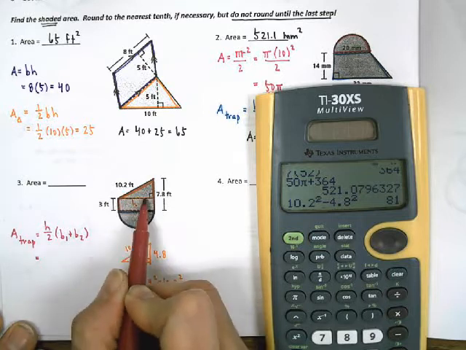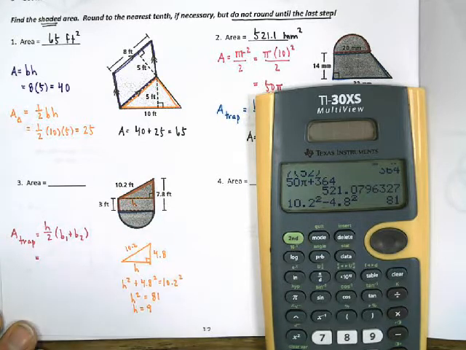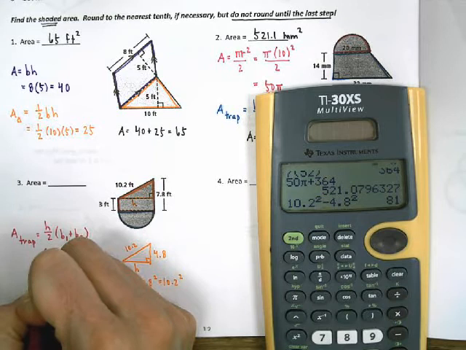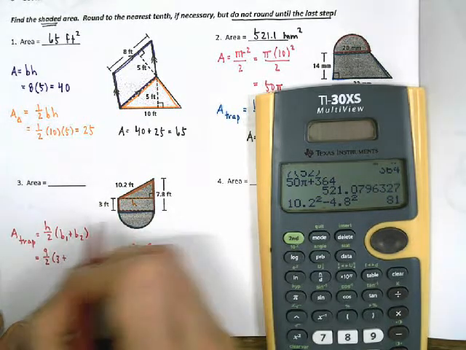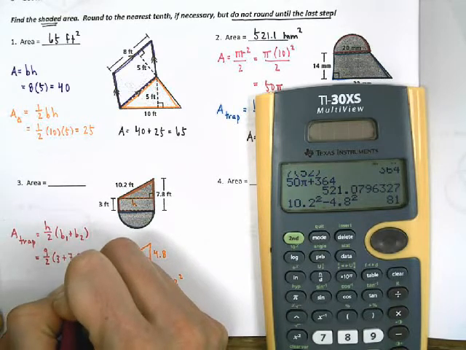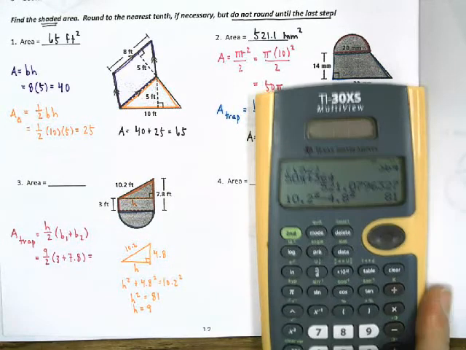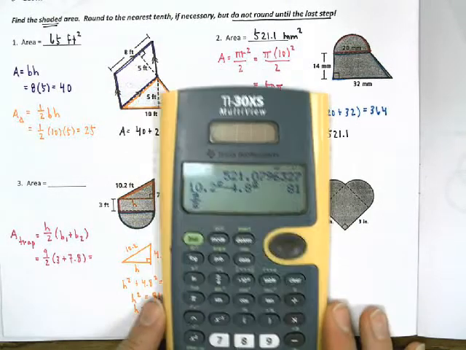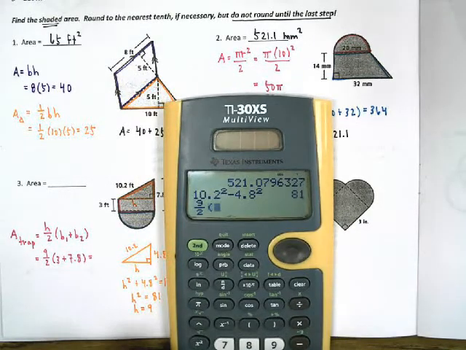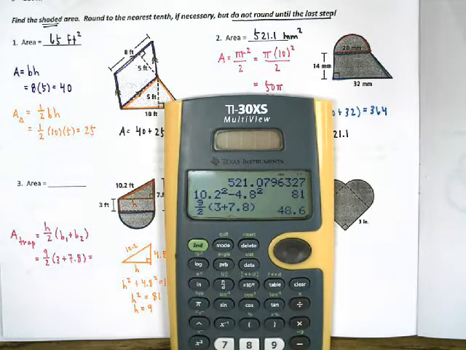That height that we just found, the height of that triangle, is the same as the height of my trapezoid. So we're going to have 9 over 2 times b1, which I'm going to call 3, and b2, which is 7.8. And if we put that into our calculator, so 9 over 2 times 3 plus 7.8, it's going to give us 48.6.